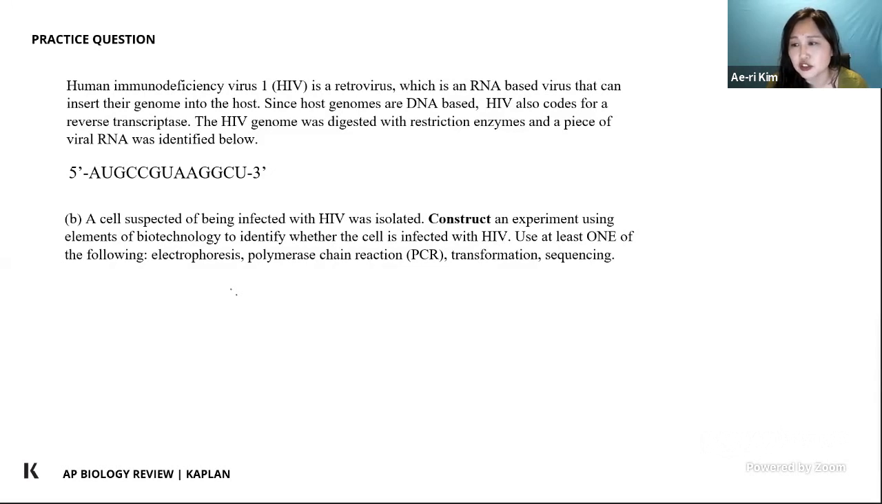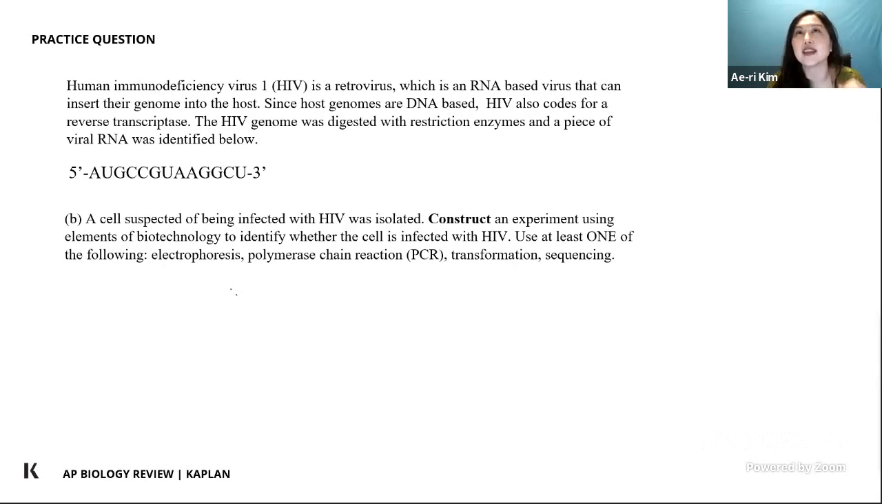Elise says we can use gel electrophoresis to compare the DNA of the suspected cell to the DNA of the normal cell with the DNA of the virus to see if it was successfully reverse transcribed. I know it's really hard to type some of these things because you can't really see all your response. I've totally done that. Yeah, gel would work.